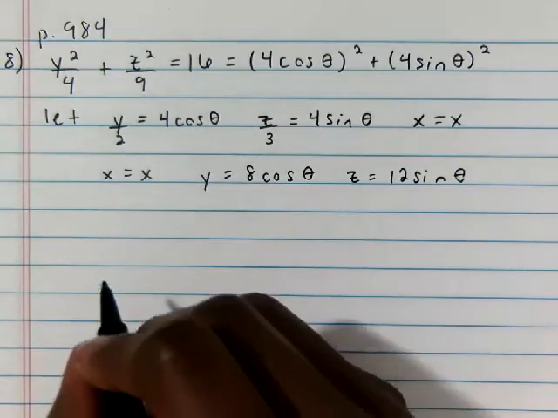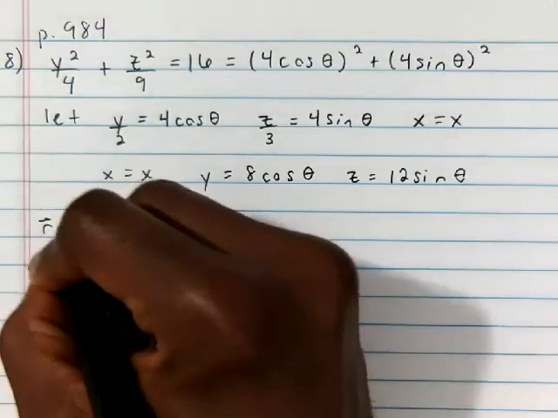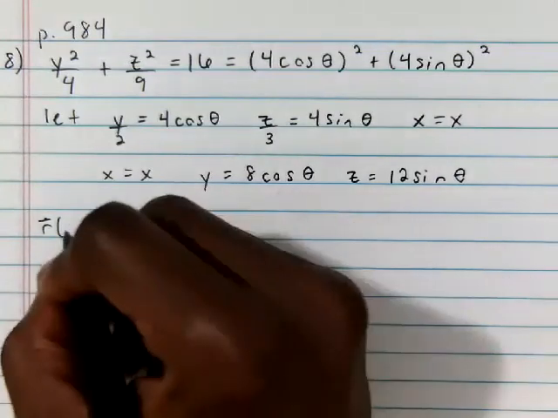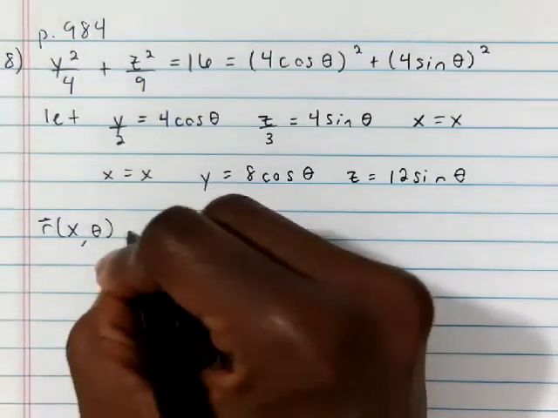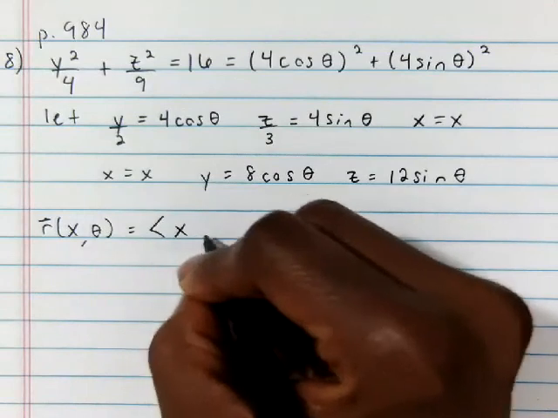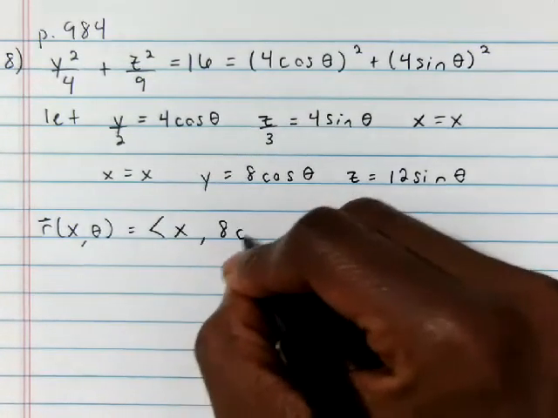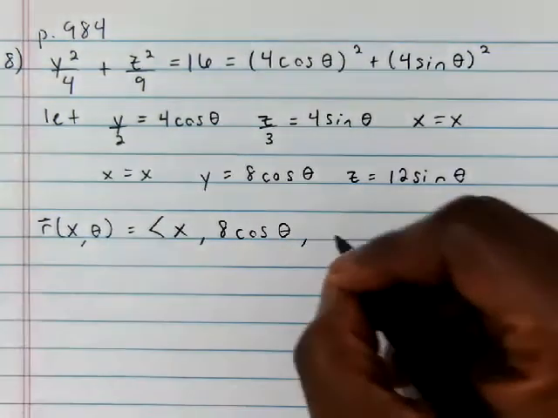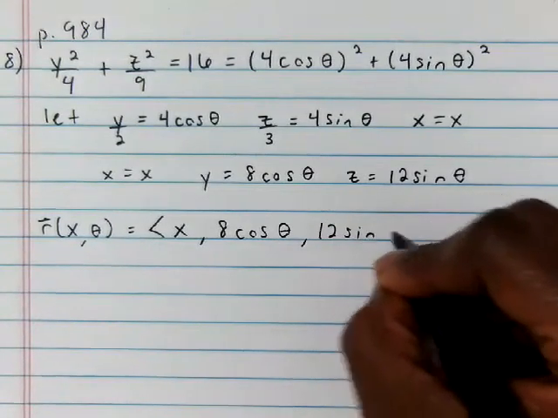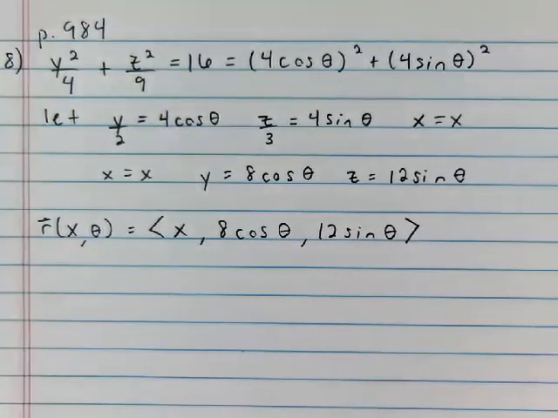And then if we wanted to write out the vector function, it will be r of x comma theta, our two parameters, equals x comma 8 cosine theta comma 12 sine theta. And that's how we would parameterize that. All right, so I'll stop this video here and then we'll continue 14.9 in our next video.